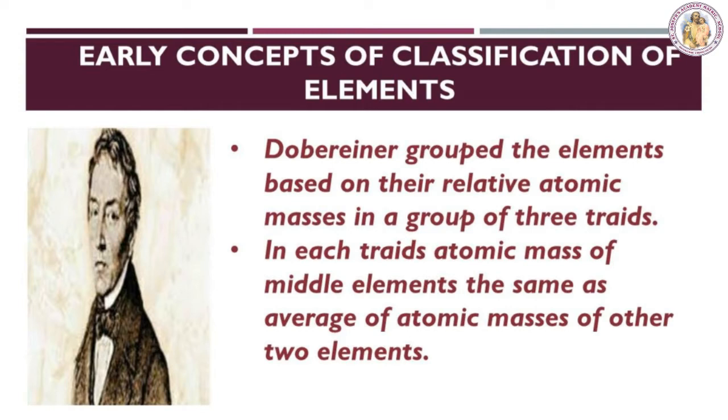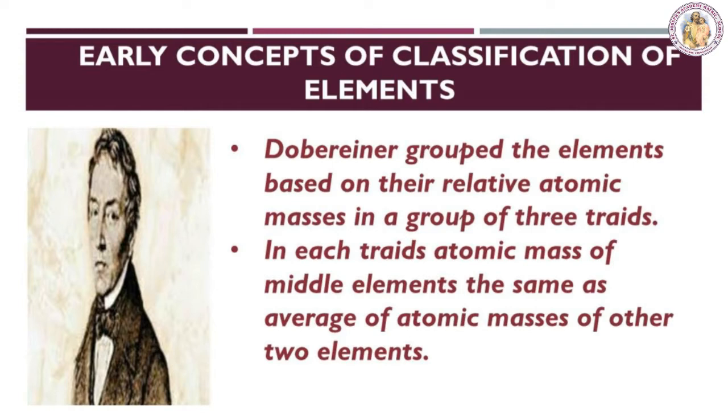And he arranged the elements into groups containing 3 elements each. He called these groups triads. Why did he call these groups triads? Because each group contains only 3 elements, and tri means 3. In each triad, the atomic mass of the middle element is the same as the average of the atomic masses of the other 2 elements. This statement is called the Dobereiner Law of Triads.